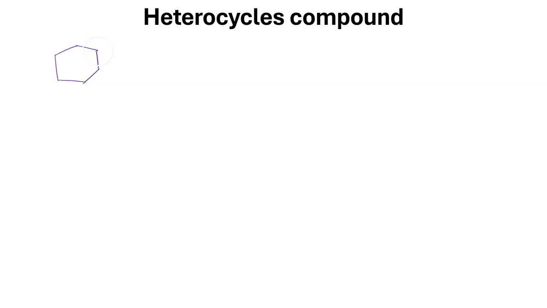The structure, suppose it is like this one. You know that this ring is a benzene ring, and the remaining ring is an imidazole. So the name of this compound is benzimidazole.